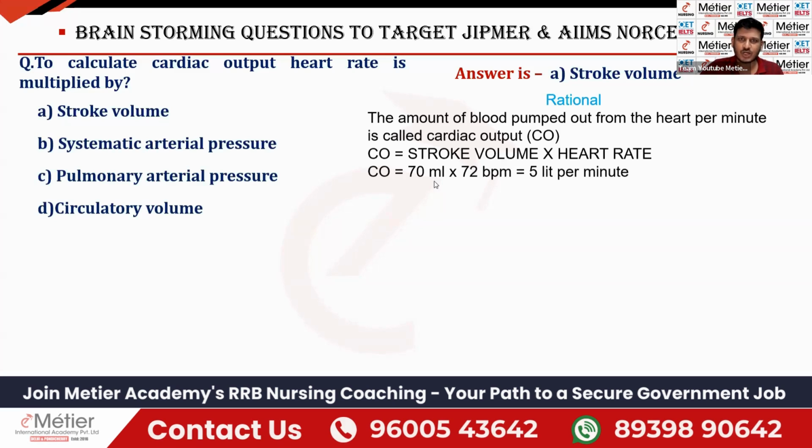So just consider stroke volume is 70 ml and the heart rate is 72 beats per minute. If you multiply these two, you will be getting what? 5 liters per minute. Understand, guys? So this is how we have to solve the questions.